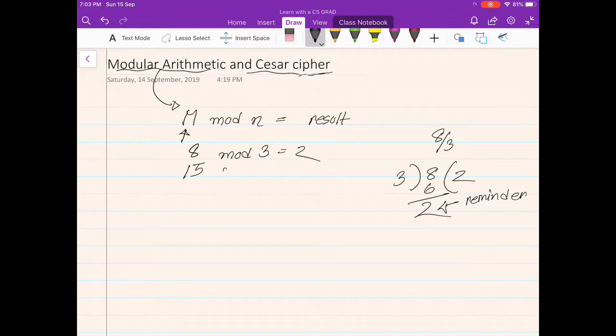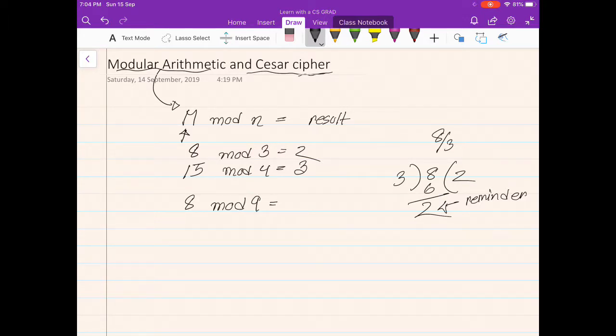Let's look at another example: 15 mod 4. What would this be? This would be 3. So this is basically it for modular arithmetic. There's one exception. Suppose they tell you 8 mod 9.